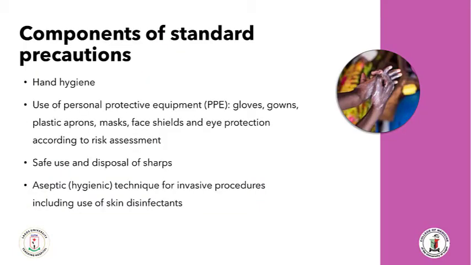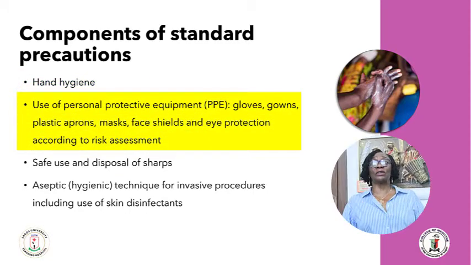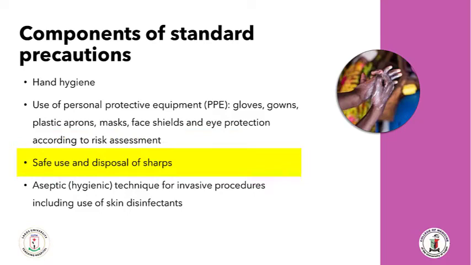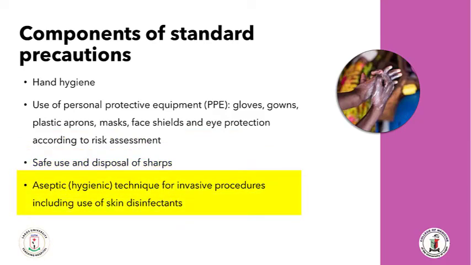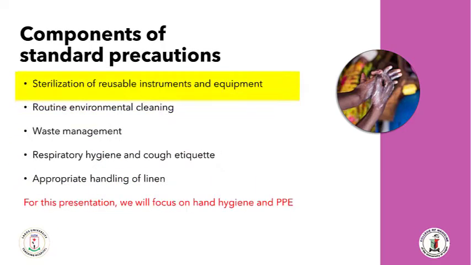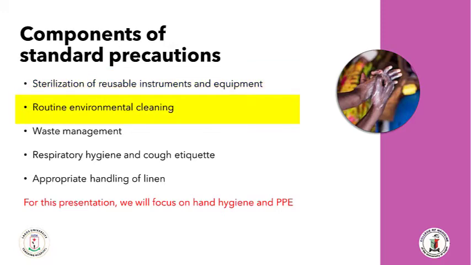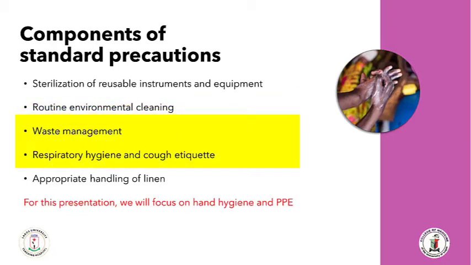The components include hand hygiene, use of personal protective equipment such as gloves, gowns, plastic aprons, masks, face shields, and eye protection, but these must be used according to a risk assessment to decide which ones you require. There must be a safe use and disposal of sharps, aseptic techniques for invasive procedures to prevent infections from going into sterile spaces, sterilization of reusable instruments and equipment, routine environmental cleaning, waste management, respiratory hygiene and cough etiquette, and appropriate handling of linen. Hand hygiene.